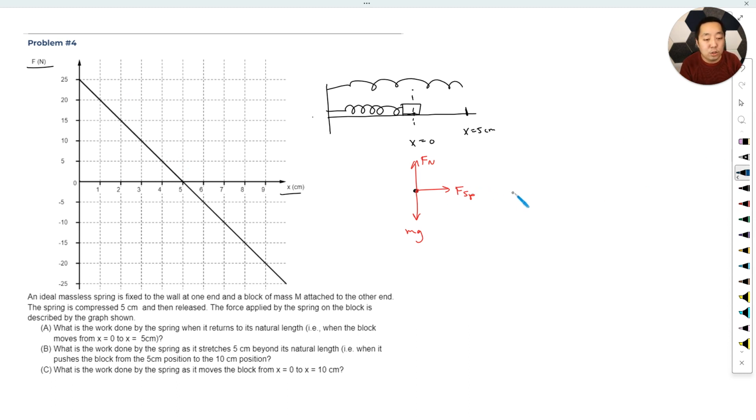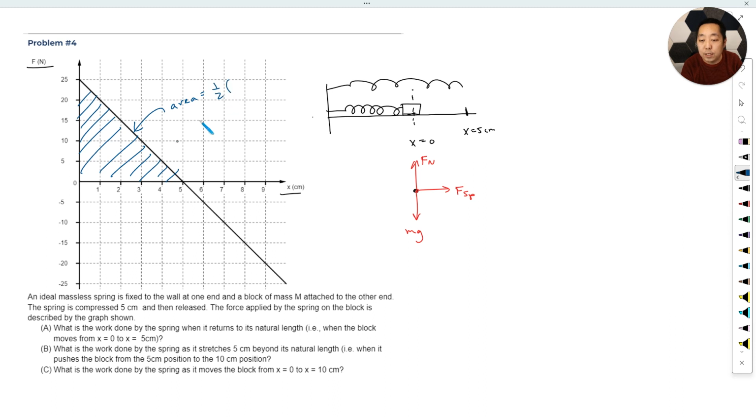Now, you cannot just do the spring force times the displacement. Why? Because the spring force is changing during the motion, so we cannot just use force times displacement. Because the force is not constant, we have to find this area. This area is going to give us the work, force, and the displacement. So you're going to do the area.